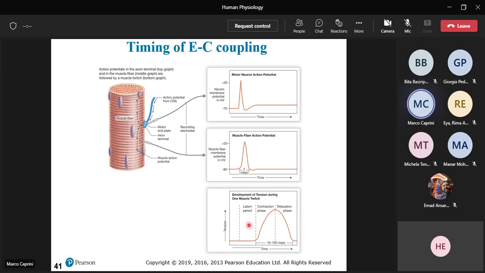But during the latent period, a lot of biochemical processes occur in the muscle, okay? So at the end, the calcium is released and the contraction phase can start. Okay?